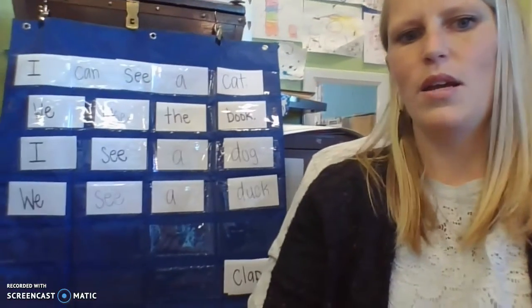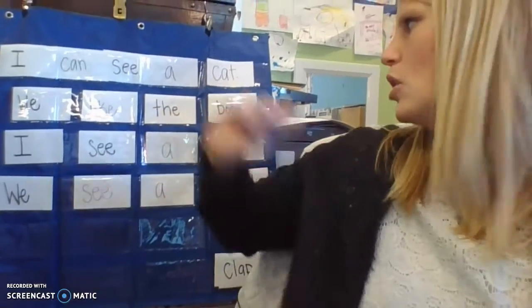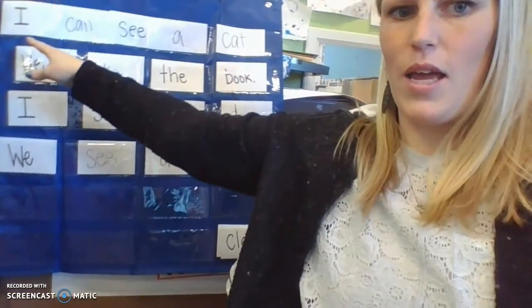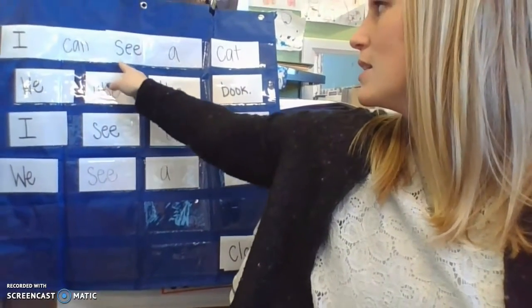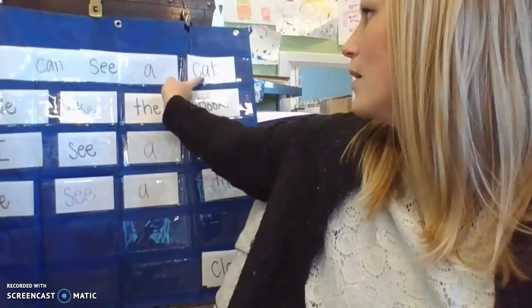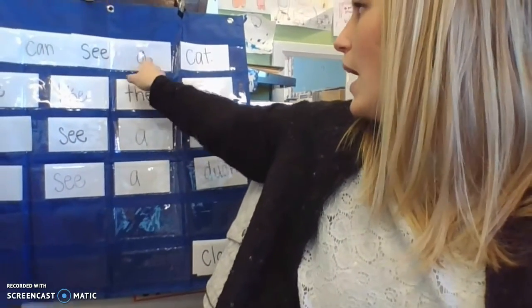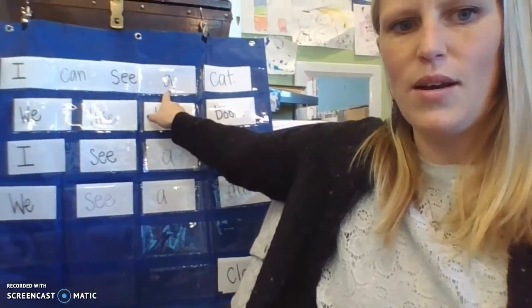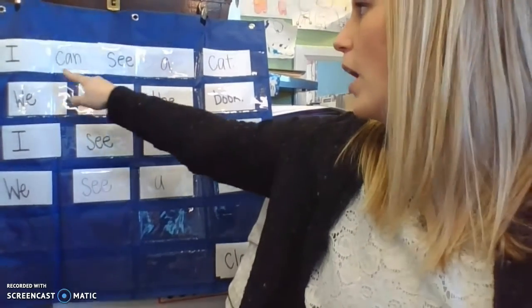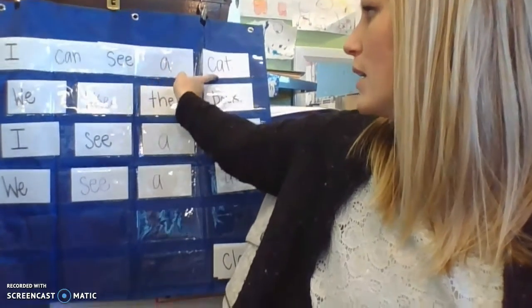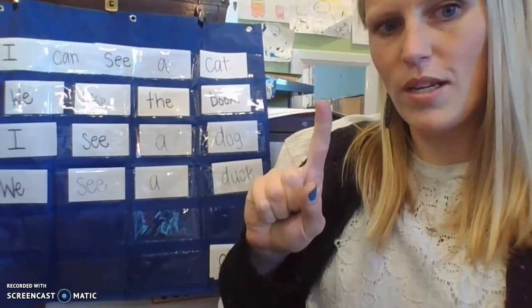So let's look at some example sentences so that we can talk about how we use the word A. So I have my sentence sheets right here, and I apologize, there's a little bit of a glare. Okay, here we go. So we start here. I can see a cat. So when it says a, I know that I only see one cat. So I can see a cat. Okay? That tells me I see one cat.